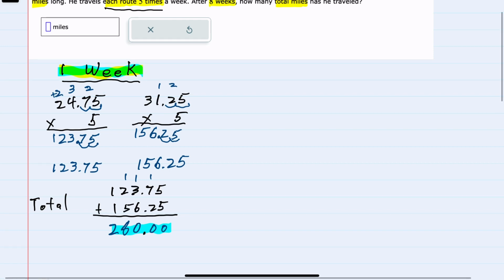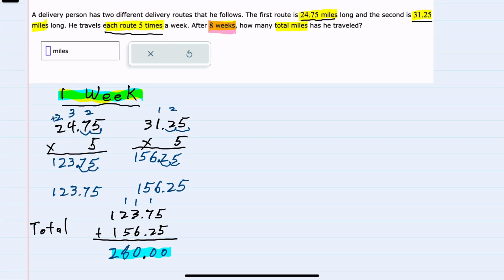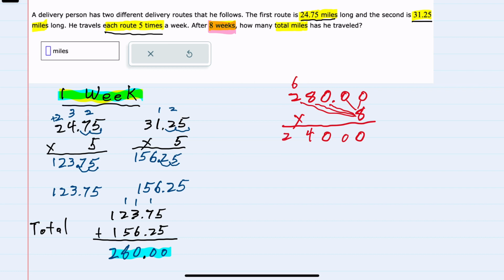But our question is looking for after 8 weeks. So lastly, we can take the 1 week miles, 280, and multiply by 8 to get 8 weeks worth of mileage. 8 times 0 is 0. 8 times the next 0 is 0. 8 times 1 more 0 is 0. And then 8 times 8 is 64. Carry the 6. 8 times 2 is 16, plus 4 is 22.